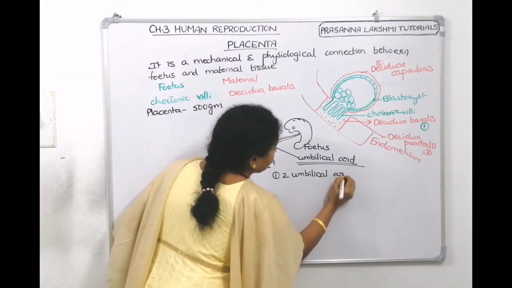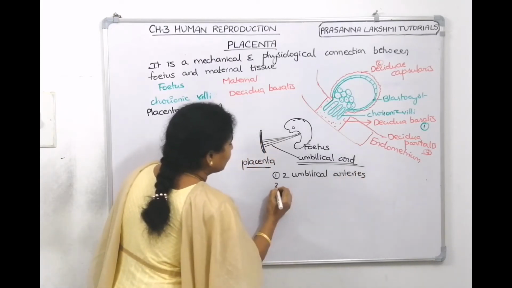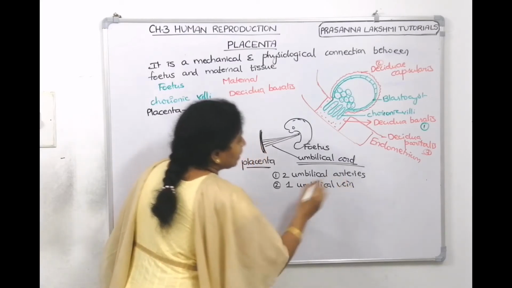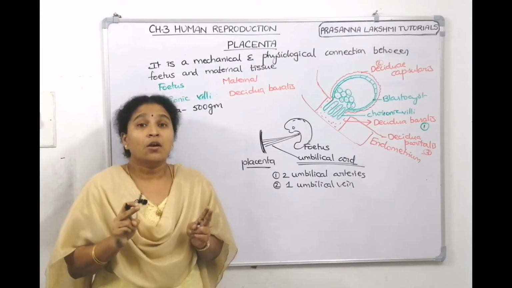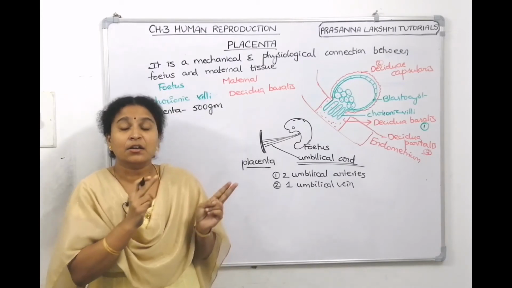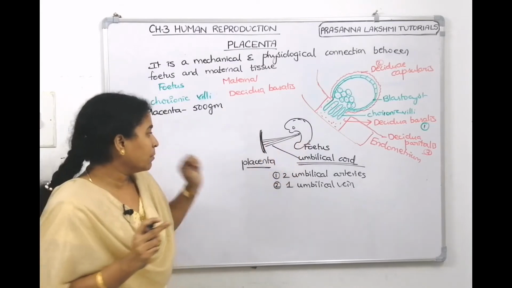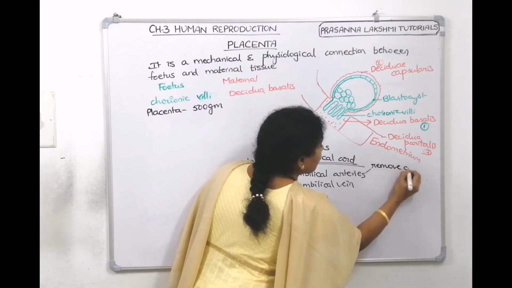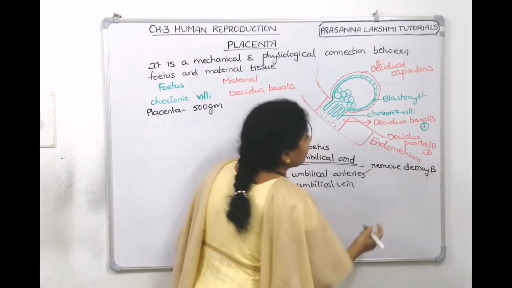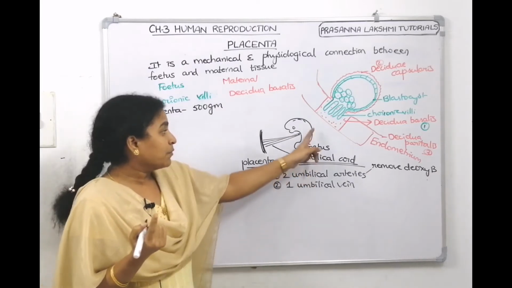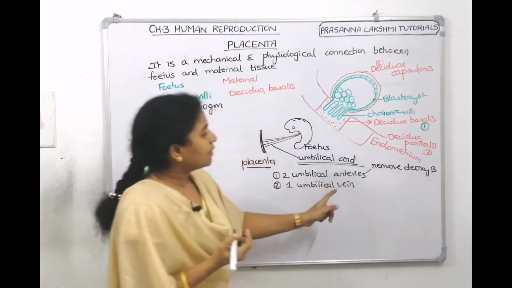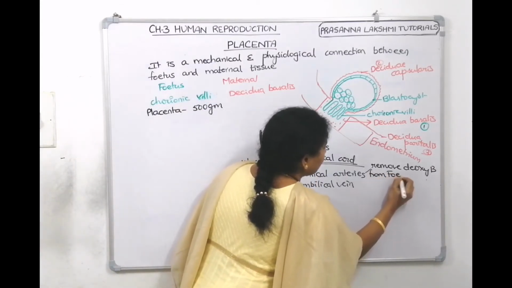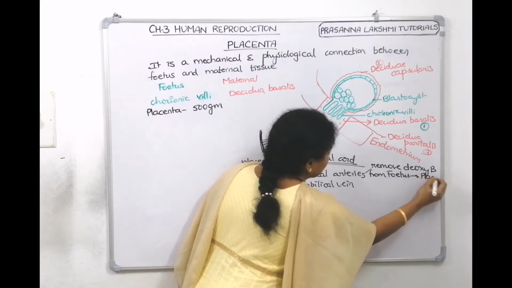umbilical arteries and it contains one umbilical vein. Now, the umbilical arteries help in carrying the deoxygenated blood from the fetus to the placenta. Umbilical arteries help to remove deoxygenated blood from the fetus and give it to the placenta.